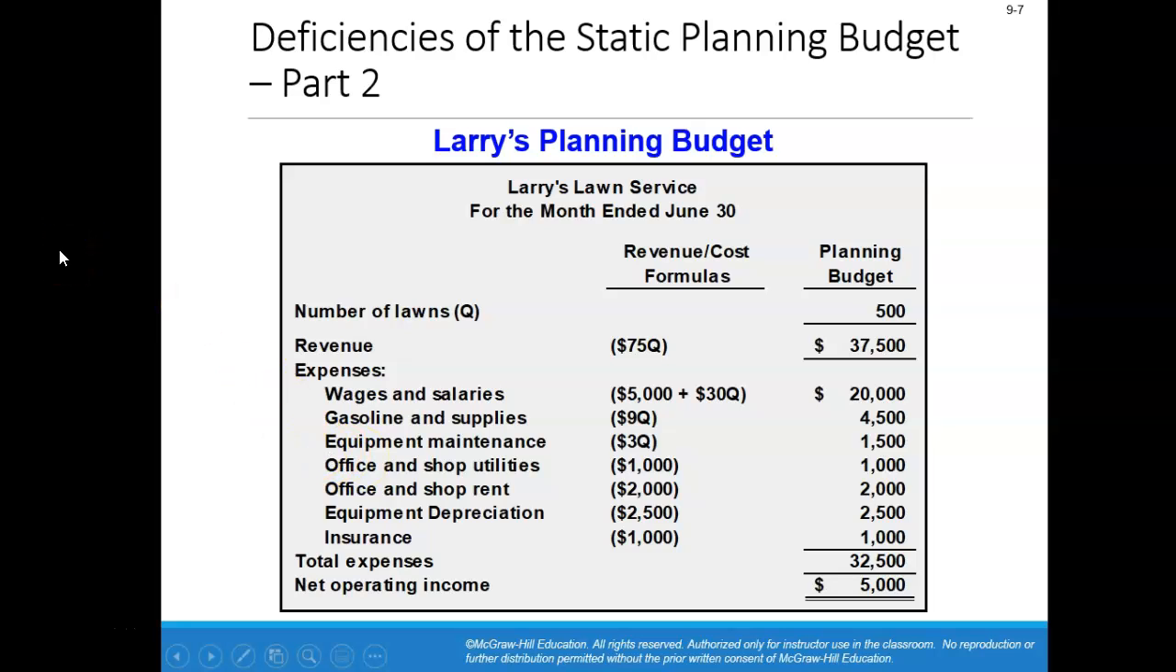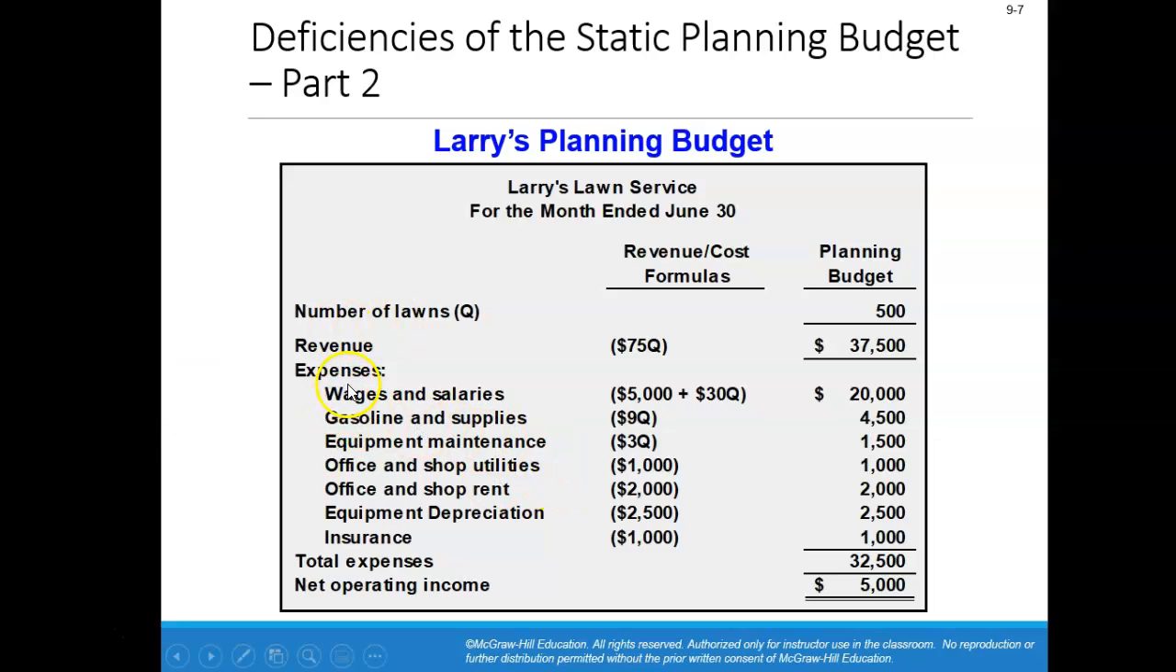So what we've done is prepare for Larry what we call a planning budget. And we have formulas. Let's first take a look at the revenue side and the cost information. The revenue we're going to earn is going to be $75 per lawn that is cut. Q equals the number of lawns we're going to cut within the actual month.